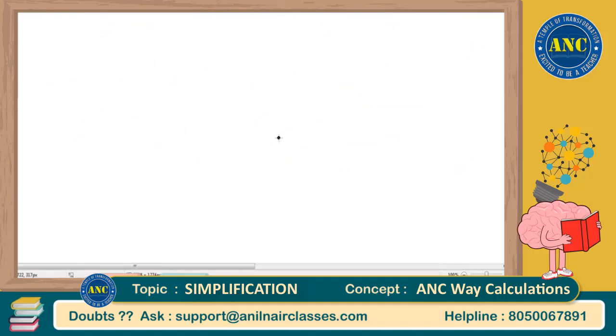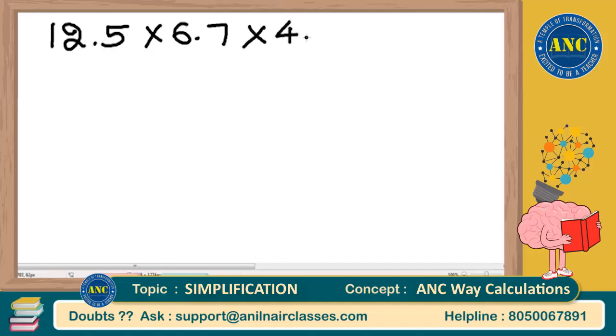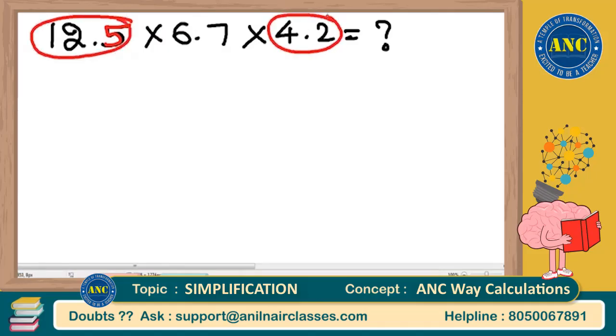See here, another beautiful question which has only multiplications, which you think that it will be a difficult question. 12.5 into 6.7 into 4.2 is equal to question mark. No, I don't like 5 to be in the unit digit. Double this, half this. Similarly, if I do it, it is 25 into 6.7 into 2.1. Both are absolutely same.